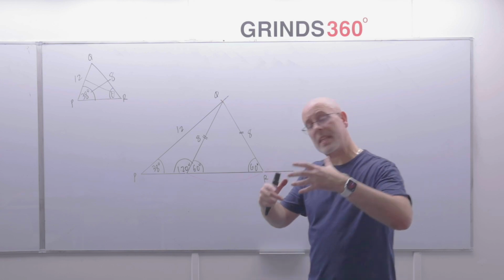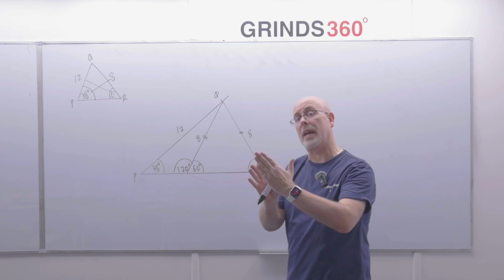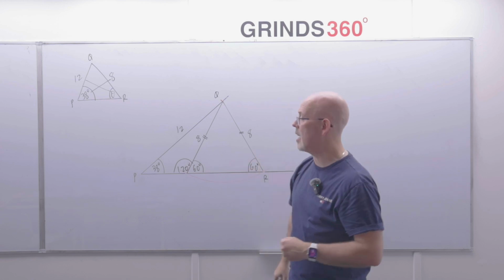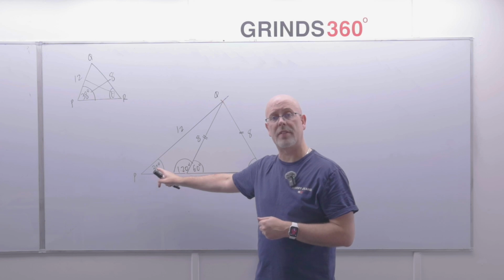So you get an ambiguous case when one of the sides of the triangle can be swung around to hit the base of the triangle twice. And it's only going to happen using the sine rule when the angle you find using your sine rule is bigger than the one you were given in the question.